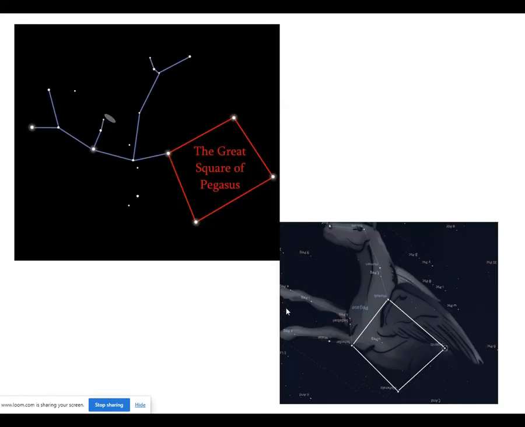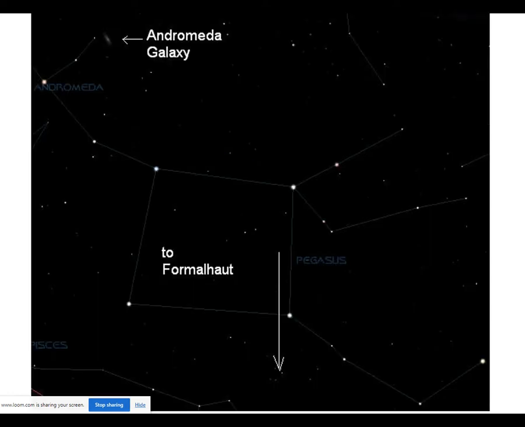And then you've got Pegasus, within which is the great square of Pegasus, which is quite visible, and you can sometimes count the stars visible with the naked eye in the square of Pegasus, and that'll give you an idea of how good the seeing conditions are that night.